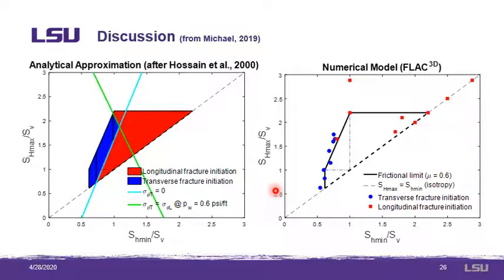Following that, I expanded my simulation over a range of stress states for a fixed wellbore pressure, 0.6 psi per foot. On the left, we have the orientation criterion developed using the Hossein approximations, modified for pore pressure. When we compare this with the true three-dimensional solution on the right, we see that the blue region is much smaller and narrower than what the Hossein approximations originally suggest. This highlights the extent to which the Hossein approximations over-exaggerate transverse fracture initiation.